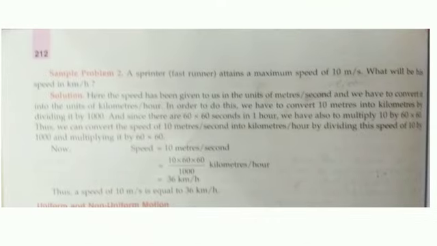Next question is about an athlete sprinter. It is also not very clear. A sprinter means a fast runner. Athletes attain a maximum speed of 10 meter per second. Speed is 10 meter per second. What will be the speed in kilometer per hour? Just the opposite of the above solution, where we changed kilometer per hour into meter per second. Here we have to change meter per second into kilometer per hour.